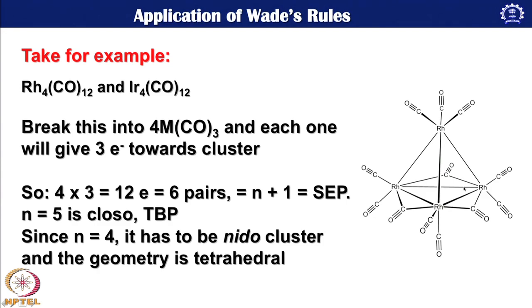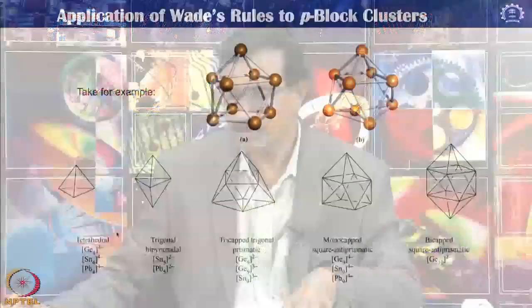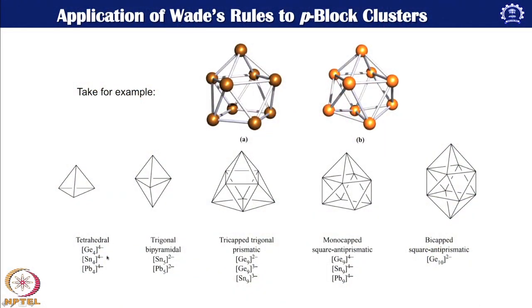So, the core structure can be determined using Wade's rules. Okay. And let us look into some of these anions here. Here germanium 4, tin 4, lead 4 are given.